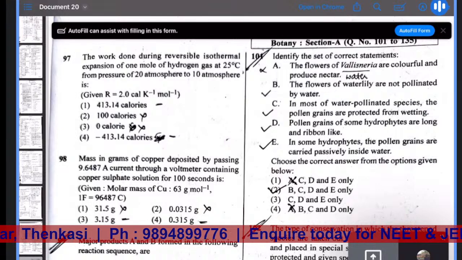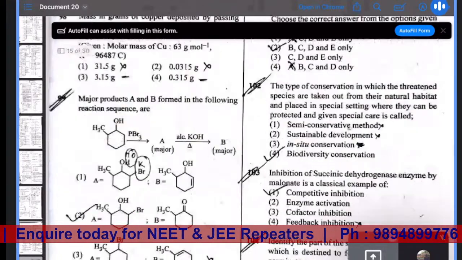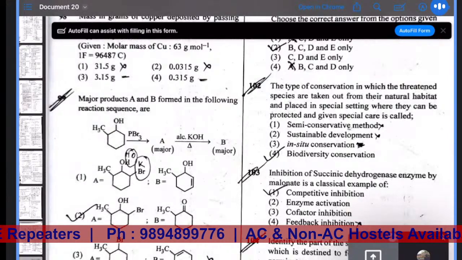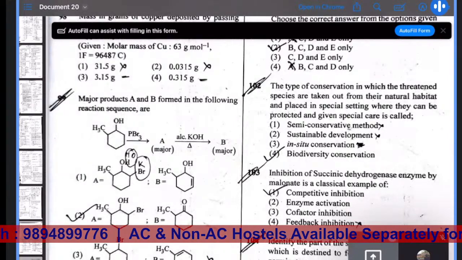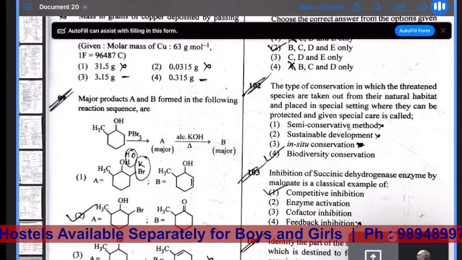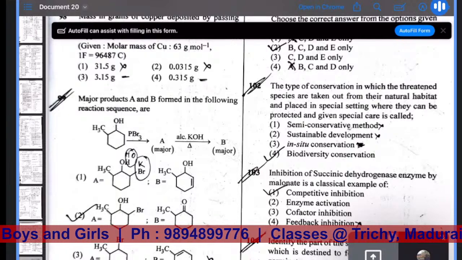Okay. Then question number 102. The type of conservation in which the threatened species are taken out from their natural habitat and placed in special settings where they can be protected and given special care. See, this question, actually the right answer is ex situ conservation, because the exact definition is there in your NCERT book, but we don't have the answer ex situ conservation.